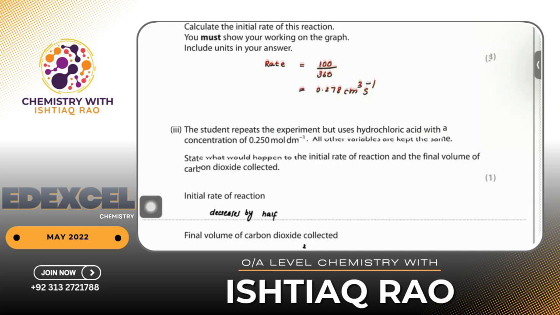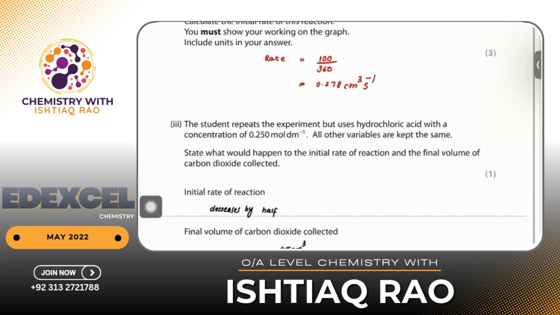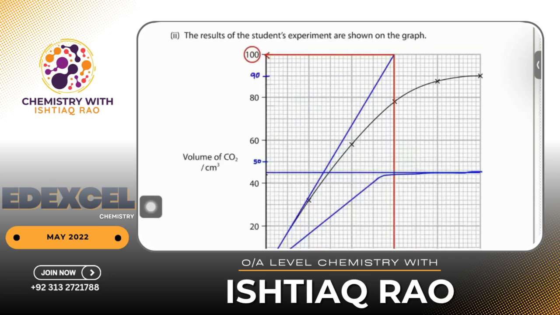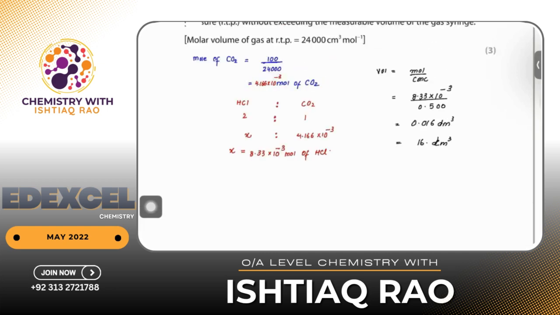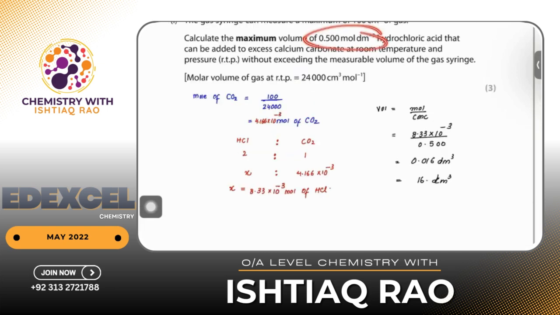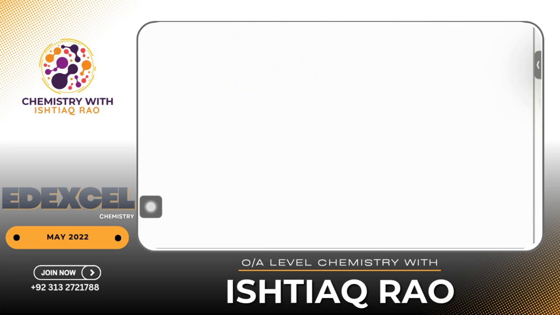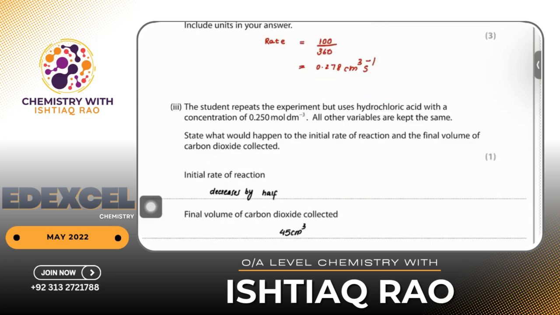They are saying the student repeats the experiment but uses hydrochloric acid with this concentration. So when we were doing this experiment, the concentration was 0.5. You can see in the last question, when we calculated the concentration, they have given the concentration that is 0.5 of hydrochloric acid. But they are saying someone is going to repeat the experiment with this concentration. It means that the concentration is half. Half of 0.5 is 0.25.